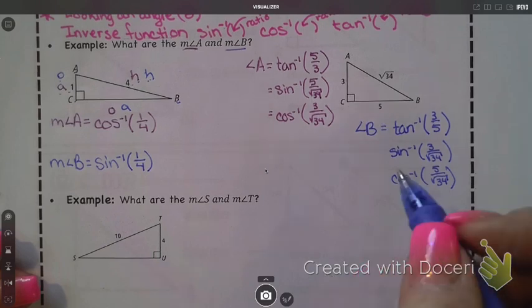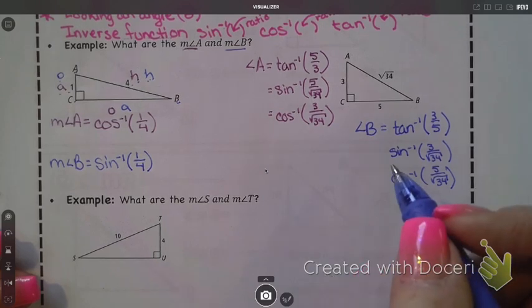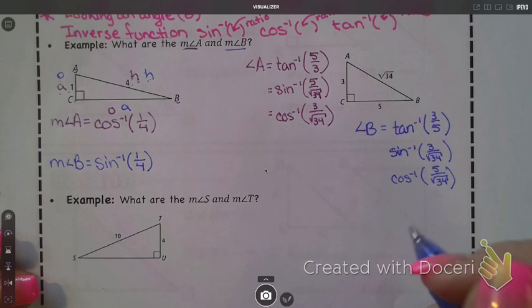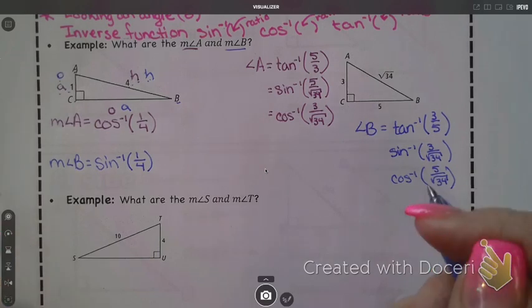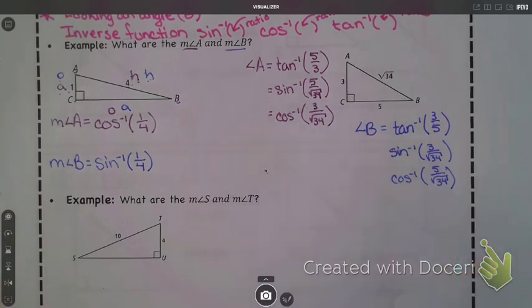Which one did you pick? Sine, cosine, or tangent? Tangent. Dakota, what about you? Which one did you pick? Sine, cosine, or tangent? Sine.